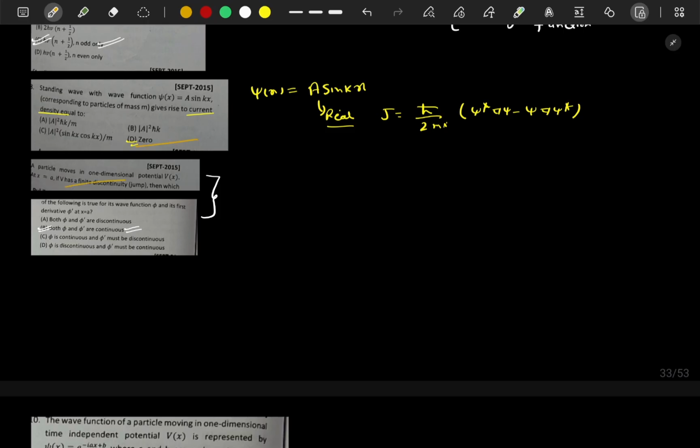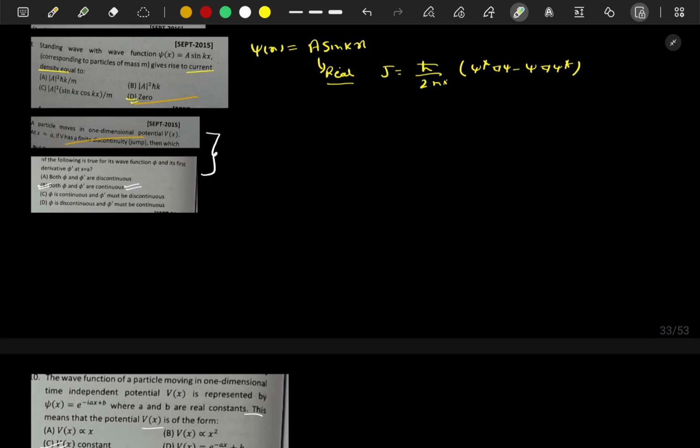So it will be 0. Now again next question, a particle moves in 1D potential V(x) at x equal to a, if V has a finite discontinuous jump, then which of the following is true? This question we have done earlier also. Both ψ and ψ' are continuous, means the function and its first derivative must be continuous.